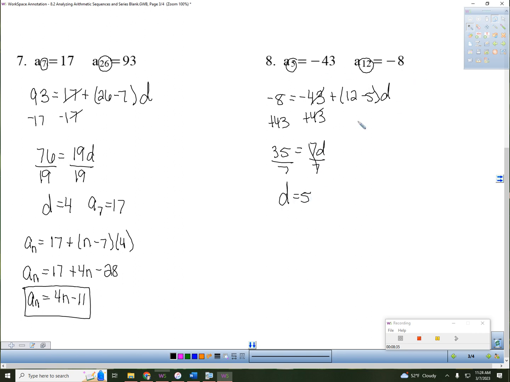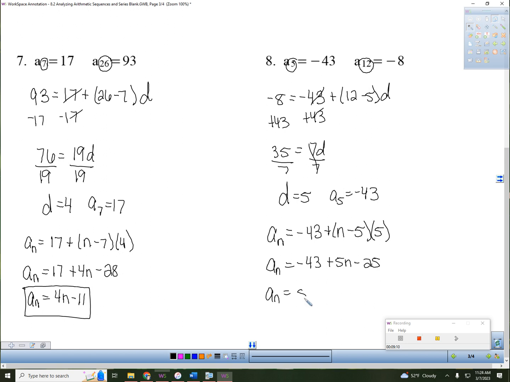And then again, you can choose either of these terms. I'm just going to use the 5th term. So I plug in to get my equation. So I have negative 43 plus n minus, this is the 5th term, times d, which is 5. And then we're just simplifying. So we have negative 43 plus 5n minus 25. So a sub n is equal to 5n minus 68.